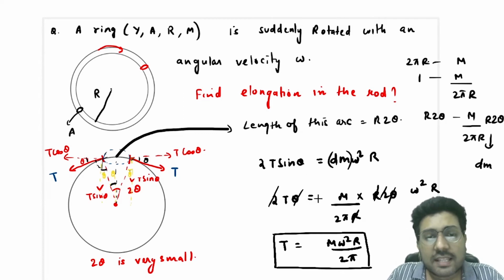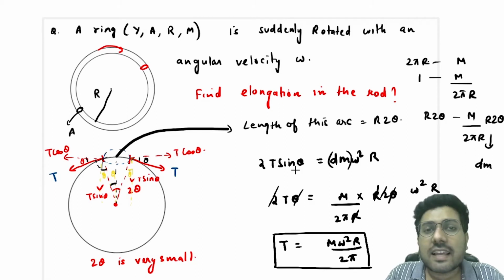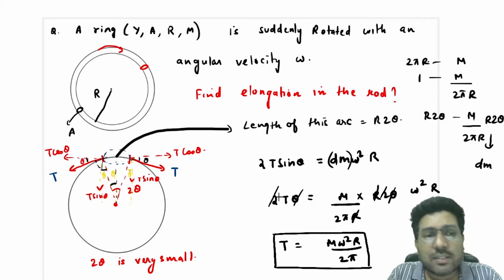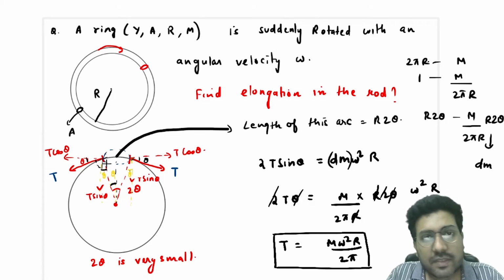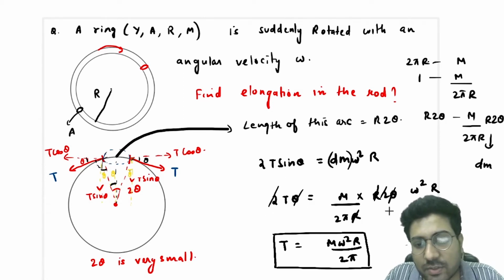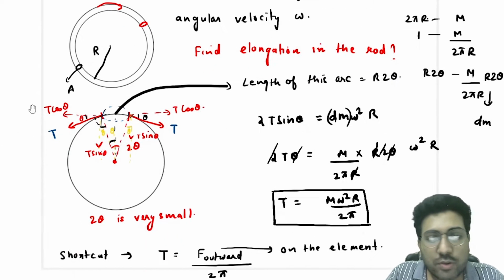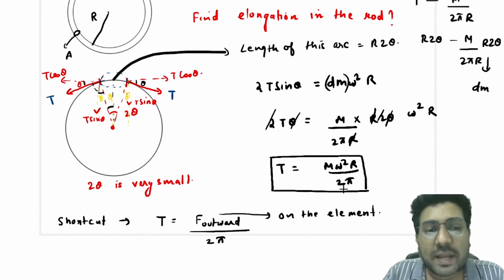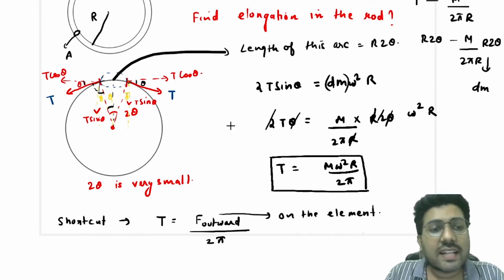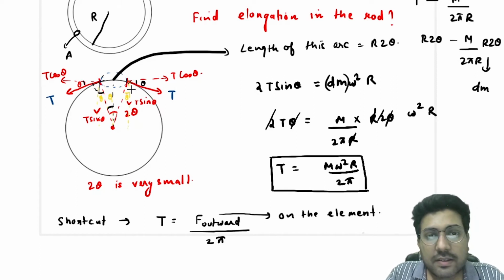Okay. From this, sin theta can be written as theta. Why? Because theta is very small. This is a very small element. If this is a very small element, what you will say is that sin theta can be written as theta. Okay. So sin theta is replaced with theta. So here 2 theta and here 2 theta get cancelled out. R is also getting cancelled out. Okay. So you will say that the tension comes out to be m omega square r divided by 2 pi. So this is the tension in this, right?